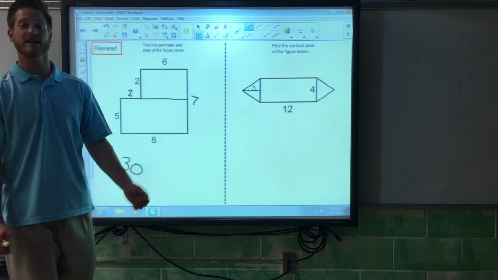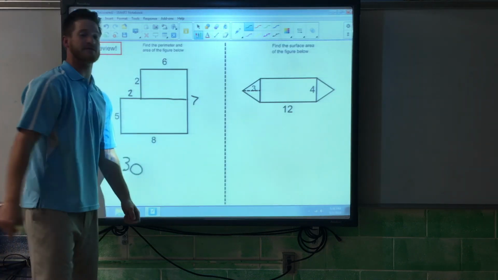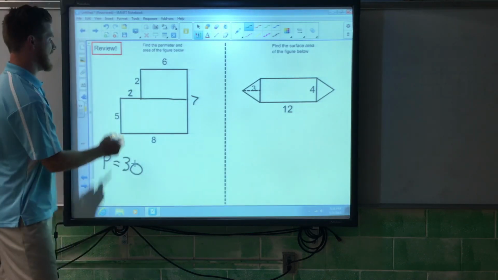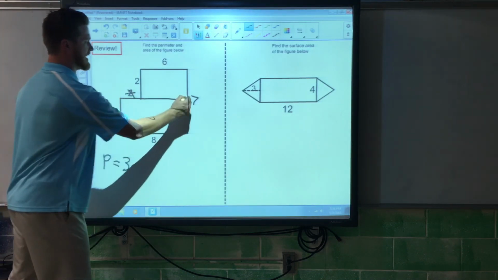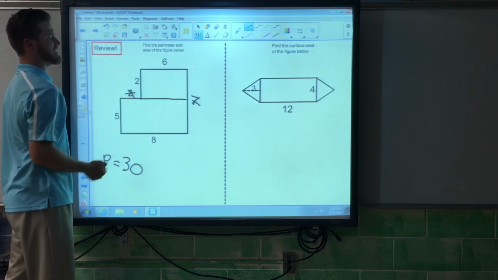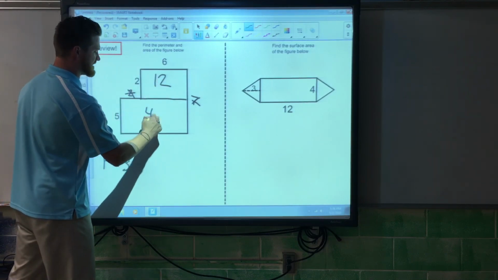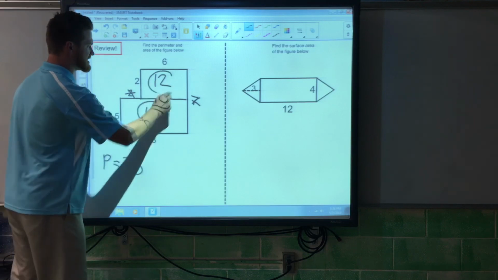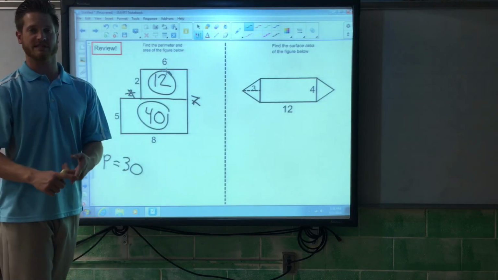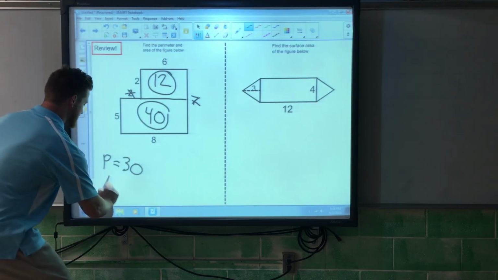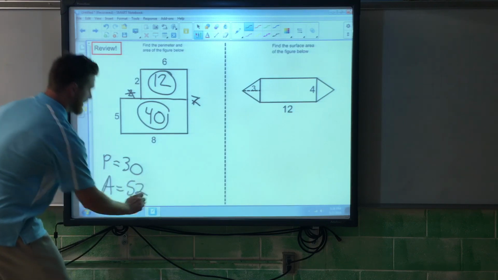Now, to find the area, find the area of each rectangle first, and then add them together. I know I'm not going to need this 2, and I know I'm not going to need this 7. So length times width, 2 times 6 is 12. Length times width, 5 times 8 is 40. 40 plus 12, the total area of this composite figure is 52.